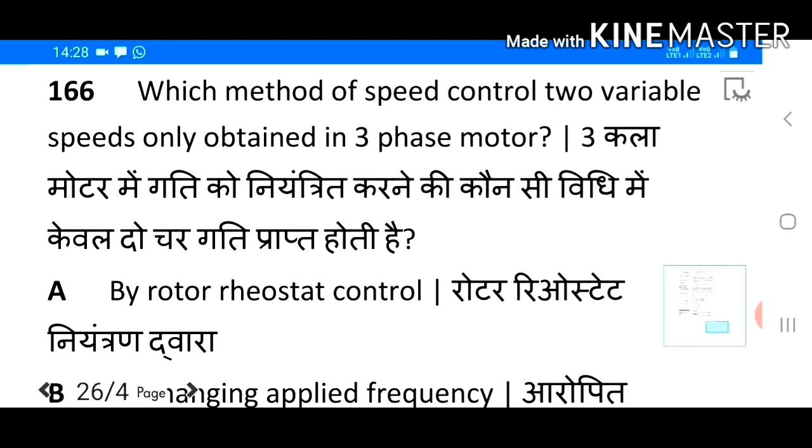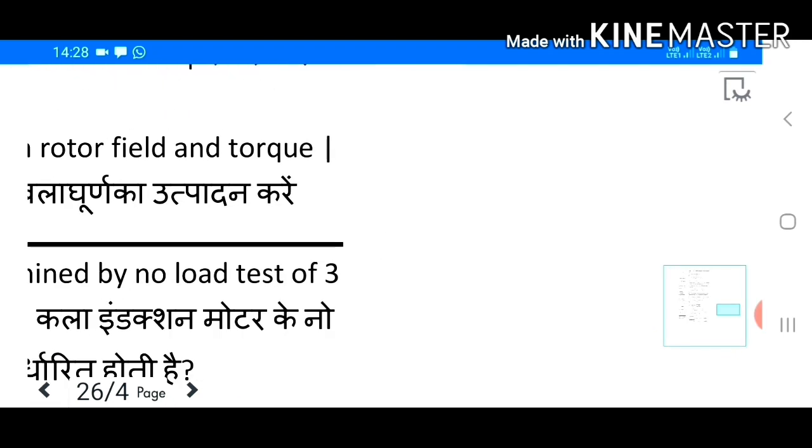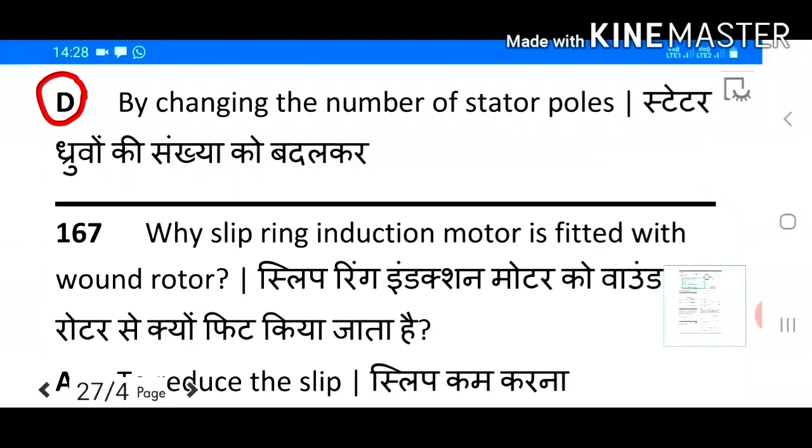166. Which method of speed control? Two variable speeds only obtained in three-phase motor. Answer D. By changing the number of stator poles.